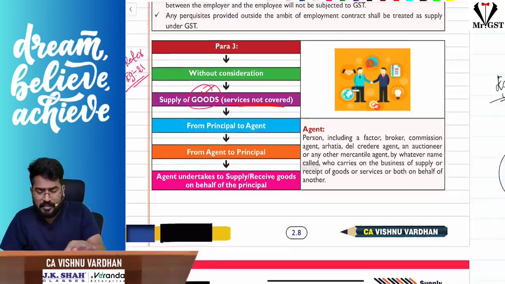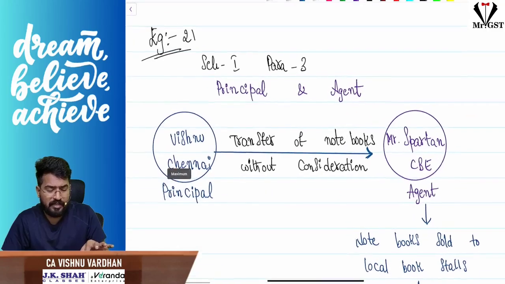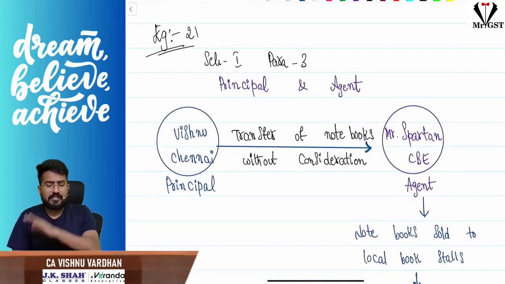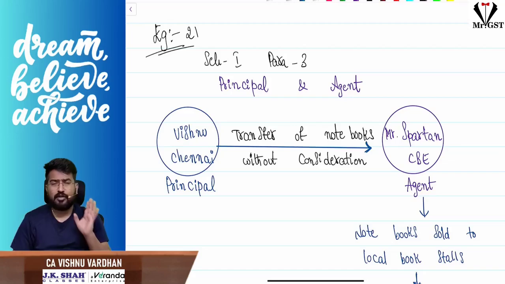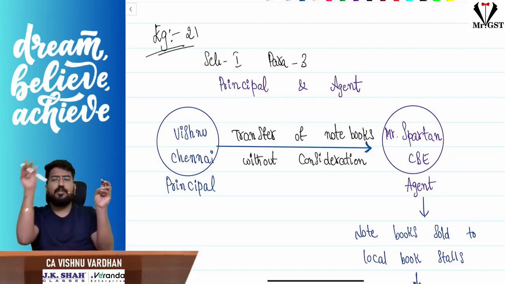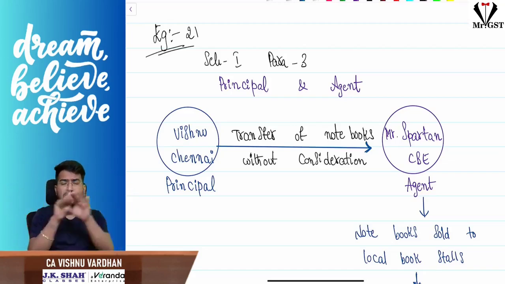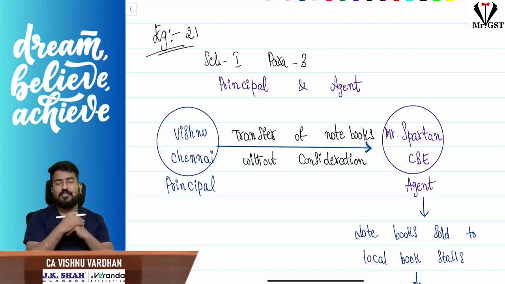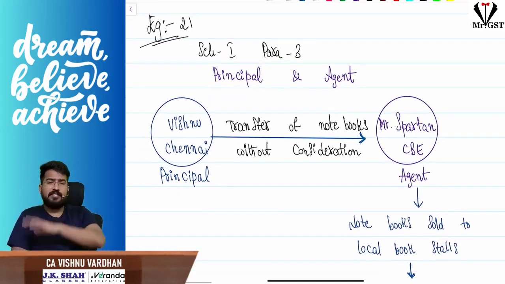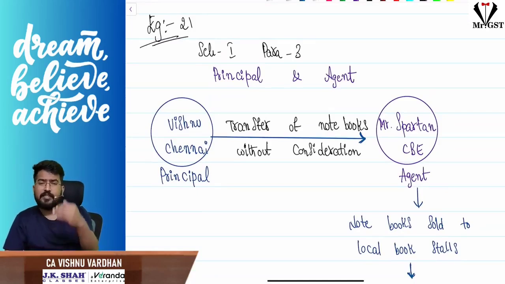So please understand here, for example, Vishnu is selling notebooks and he has an agent by name Mr. Spartan in Coimbatore. CBE means Coimbatore. So here I am sending the goods. The concept is all about the principal sending goods to the agent, or the agent sending goods to the principal. That will still be called supply if the agent has the authority to raise invoice on those transactions. Now Vishnu, the principal, is sending the goods to the agent and asking him to sell the notebooks to the local bookstall owners in Coimbatore. Spartan also said, okay sir, I will do it.